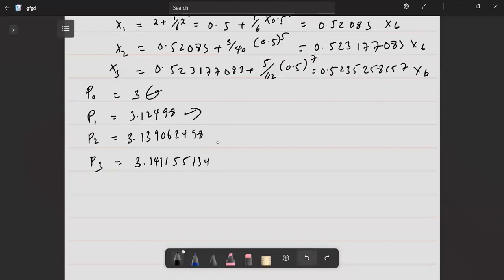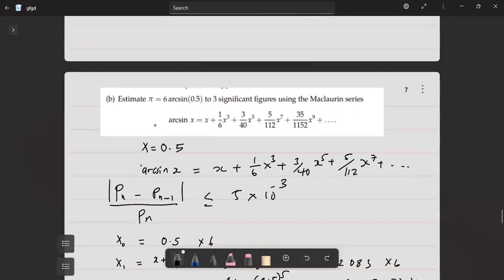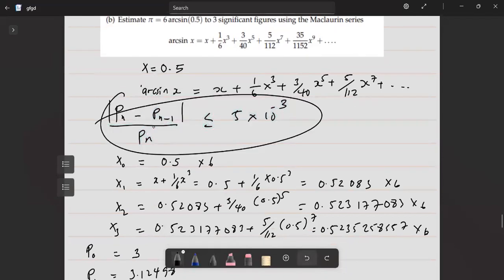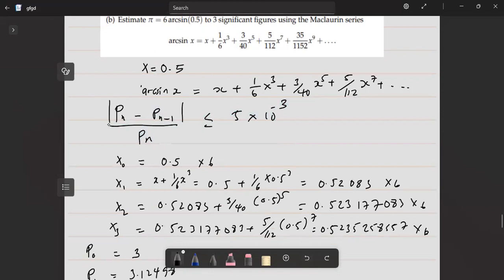Now we don't have to continue doing all those approximations because we're not going forever. We can also find P4, P5, and all that. But we are given the condition here. So we need to stop when this condition is met. So we have to check those conditions at every point. So let's go ahead and check the condition.